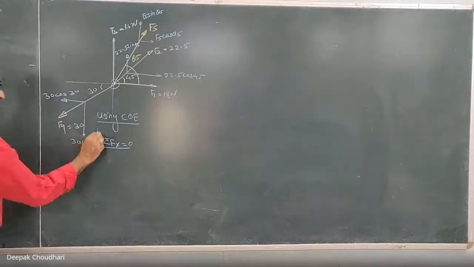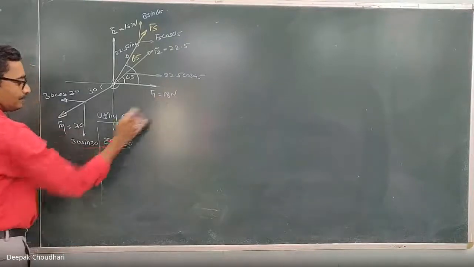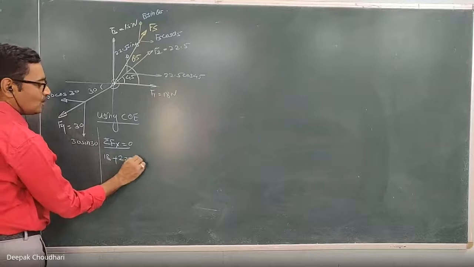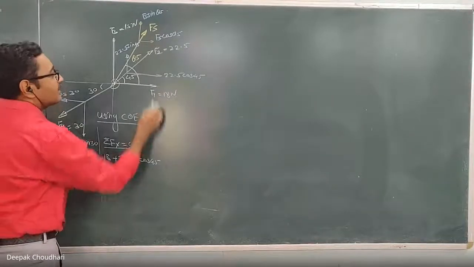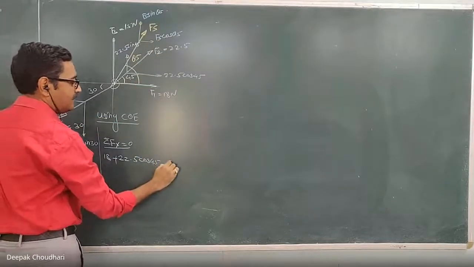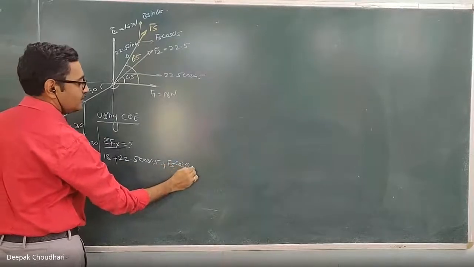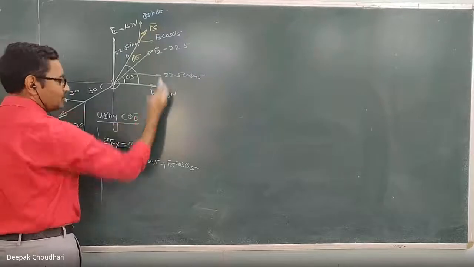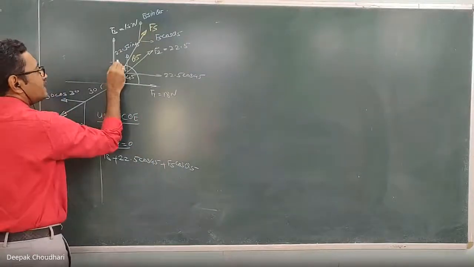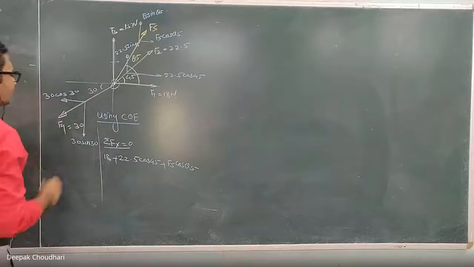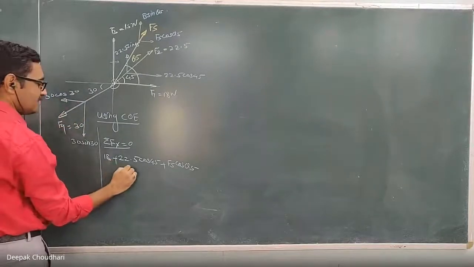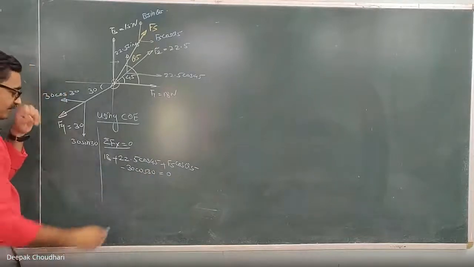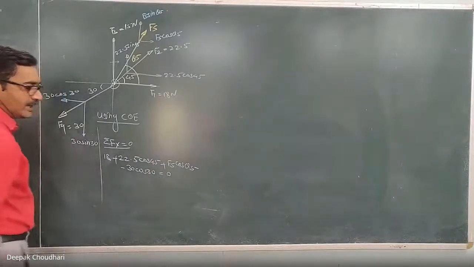So let's use the condition of equilibrium, summation of Fx equal to 0. Here 18 plus 22.5 cos 45 plus F5 cos theta 5. This force is towards right, so positive. This component is towards right, positive. This component is towards right, positive. X component of this F3 is 0 and X component of this 30 kilonewton is towards left, so it is minus. Minus 30 cos 30 equal to 0. Here don't forget to complete the equation. Don't forget to write it 0.